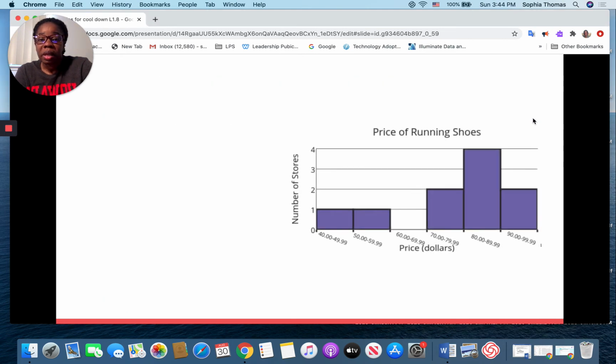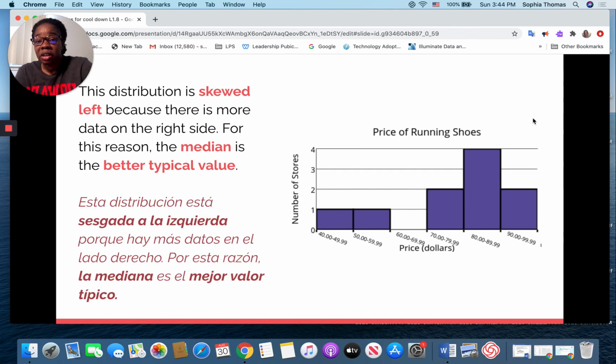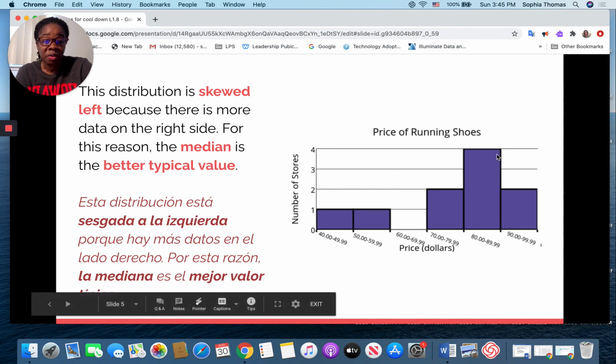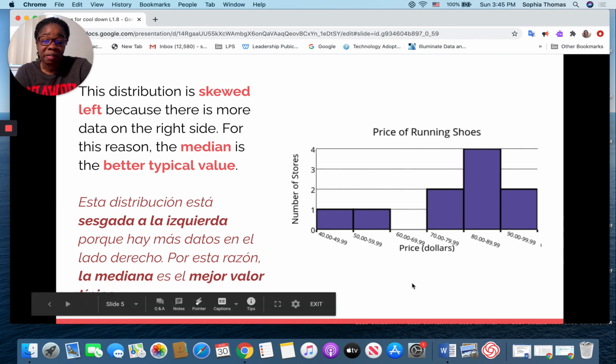Now, let's go back to the question that we had today in our cool down. This distribution, if we're looking at the image, is skewed because we can clearly see that there's more data on the right side of the graph than we have on the left side of the graph. It would therefore mean that for this reason, the median is the better typical value for this distribution.